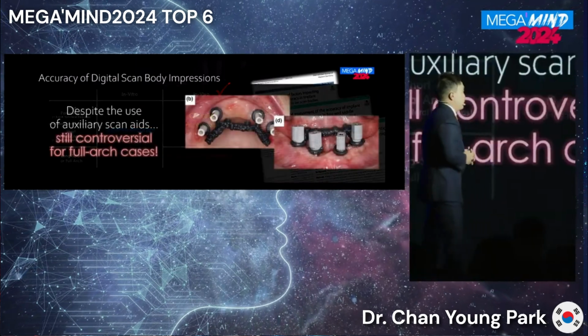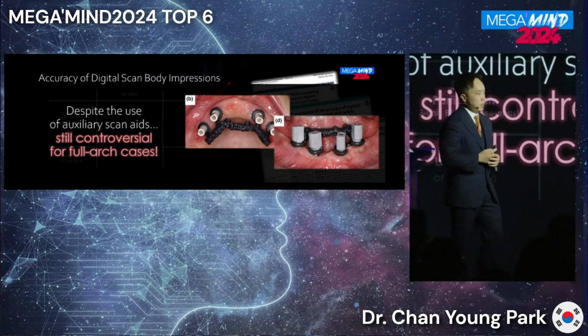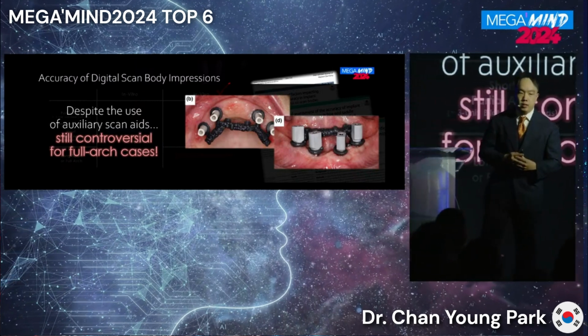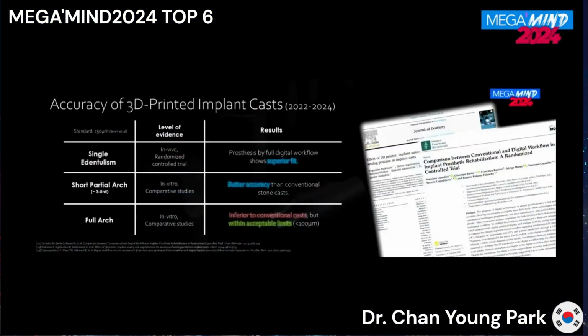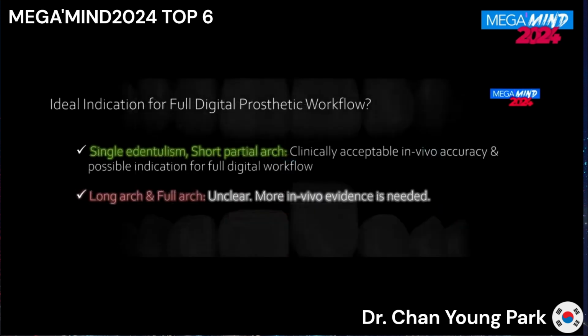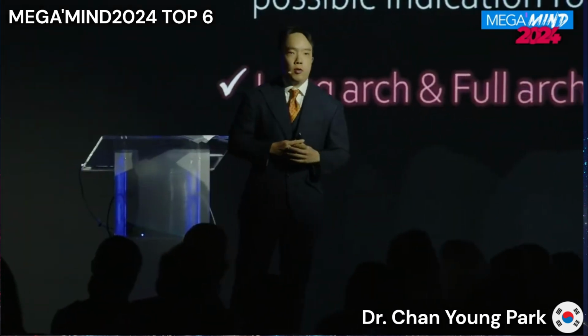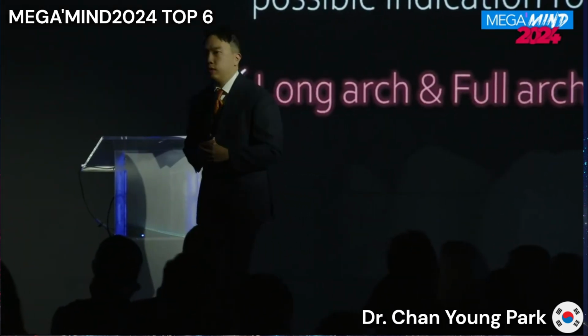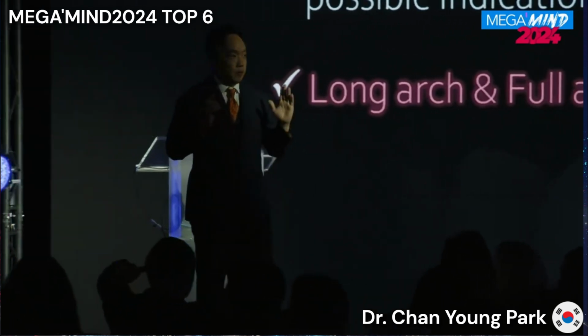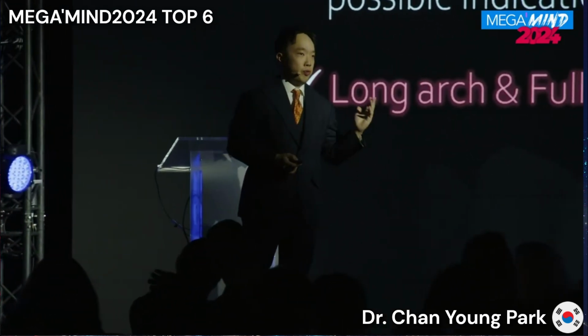And for full arch cases, it is still unclear despite the use of various auxiliary scan aids. But on the bright side, the accuracy of the digitally fabricated prosthetic casts seems to be reported as clinically acceptable regardless of the range of edentulism. So combining the evidence, it seems that the ideal indication for a full digital prosthetic workflow is limited to short partial arch cases. And I'm saying it again, it's up to you to interpret these results.